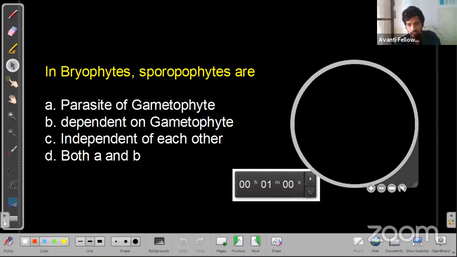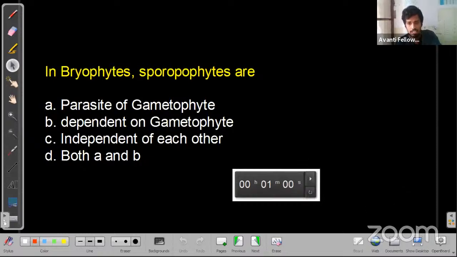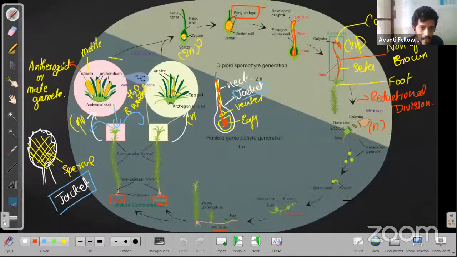1 minute, guys. It actually went to the next slide. Wait for 1 second. Within that foot, actually, the sporophyte is present. I will explain that once we complete this one. Okay, yes, correct.